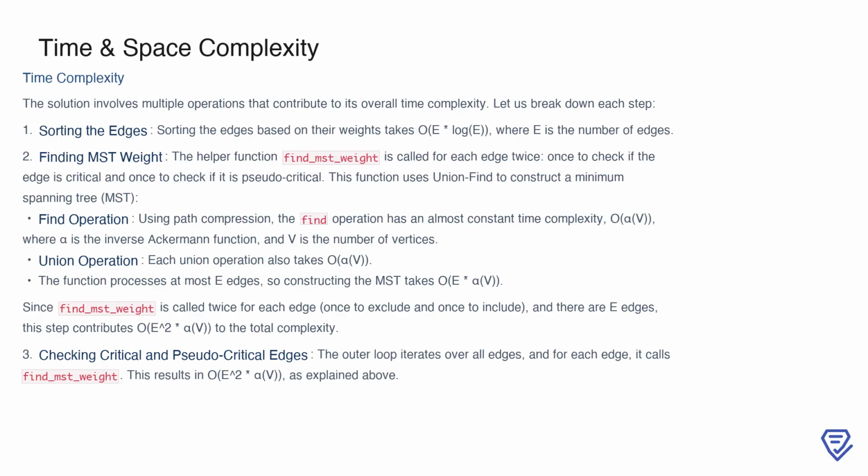Constructing the MST involves processing up to E edges, so this task takes O(E * alpha(V)) for one call to find_MST_weight. Since this function is called twice for each edge, once to check if the edge is critical and once to check if it is pseudo-critical, the contribution from this step becomes O(E² * alpha(V)). Finally, the outer loop iterates over all edges to perform these checks, which confirms the total contribution of O(E² * alpha(V)) from this critical and pseudo-critical edge processing step.